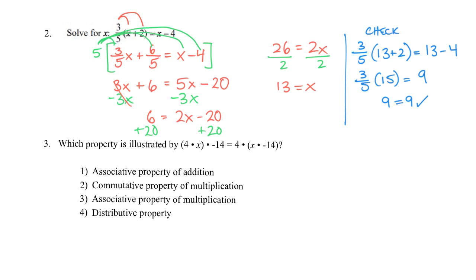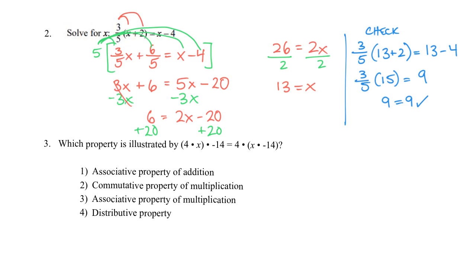The last question I actually made up because this is a property that we didn't see very much in the Regents questions, but I still want you to be aware of it. What I see is: which property is illustrated by the quantity of 4 times x, in parentheses, times negative 14 equals 4 times, and then in parentheses, x times negative 14. So if you inspect this, what I want you to notice is that no order's changed. Left side, 4x negative 14. Right side, 4x negative 14.